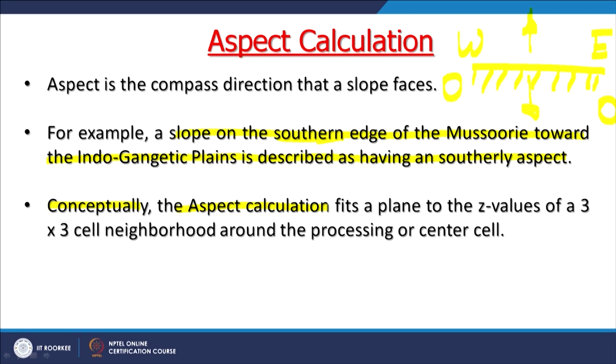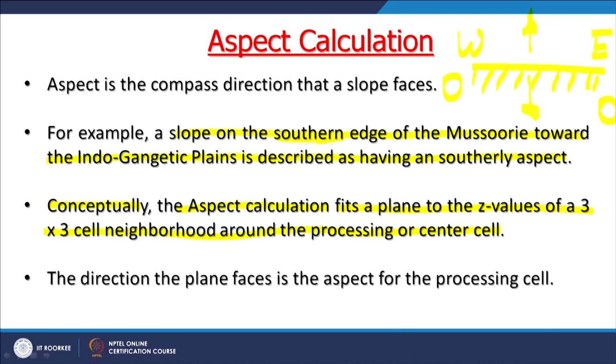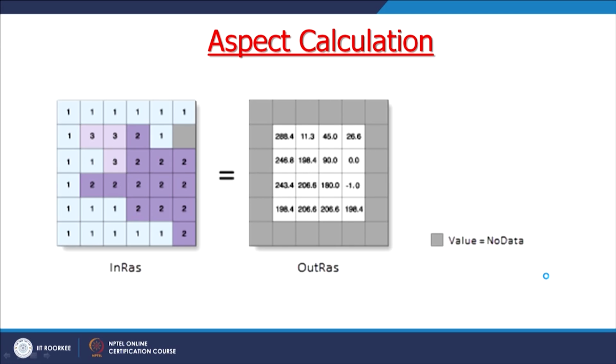Now, as you know, conceptually the aspect calculation fits a plane to the z values of the 3 by 3 cell neighborhood around the processing or center cell, almost the same way as in the case of slope. There also a 3 by 3 moving or roving window goes through the entire data set and tries to find out the direction of the sloping surface or sloping cell. So, the direction the plane faces becomes the aspect for the processing cell.